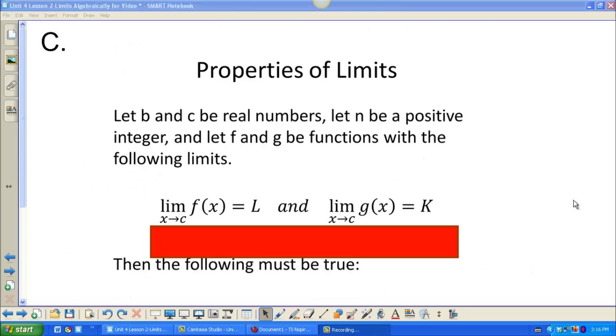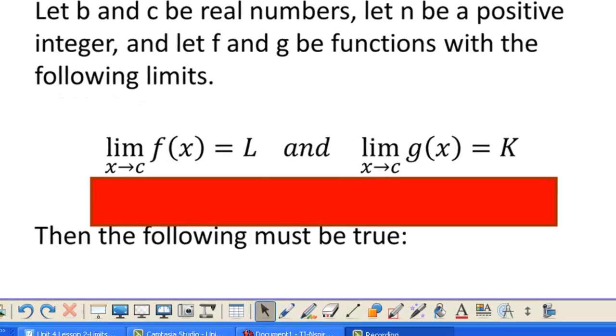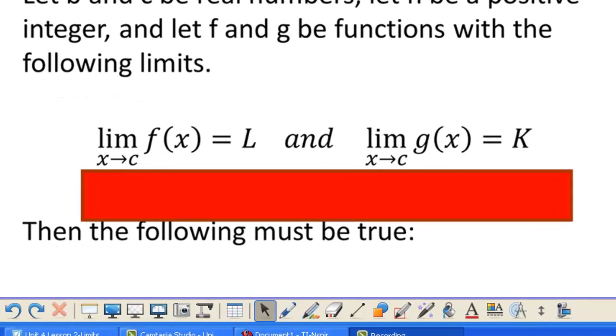Here are some additional properties of limits. We're going to let b and c be real numbers where n is a positive integer, and we're going to let f and g be functions with the following limits, where the limit as x approaches c of some arbitrary function f is L, and the limit as x approaches c of some arbitrary function g is k. Now, I'm going to be upfront. I can usually evaluate limits without necessarily thinking about these properties. It's similar to how you solve equations without necessarily telling yourself, I'm using the additive inverse property, etc.